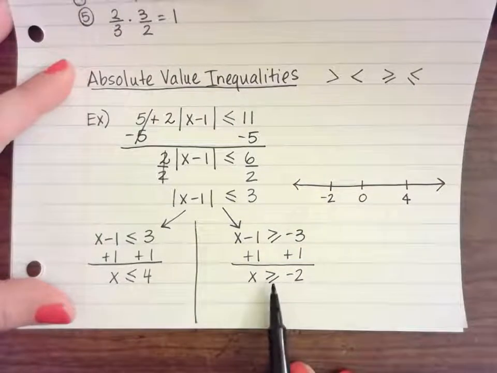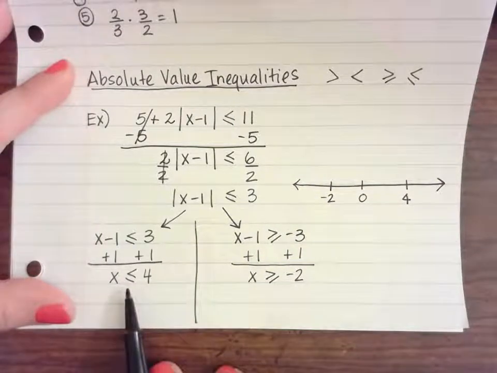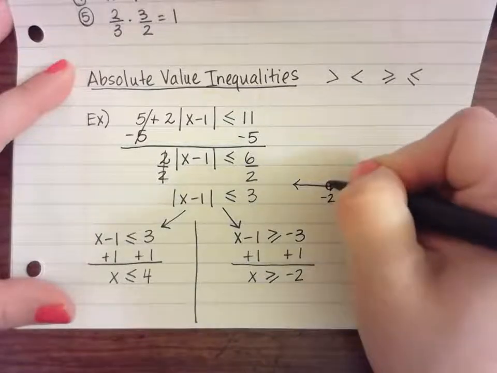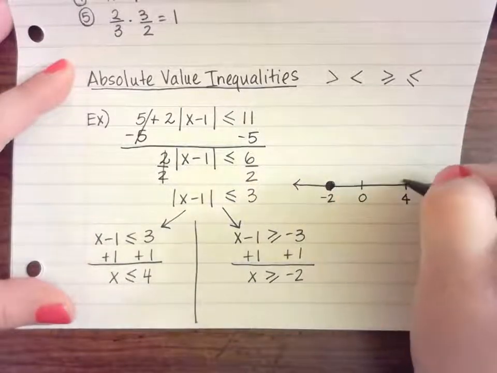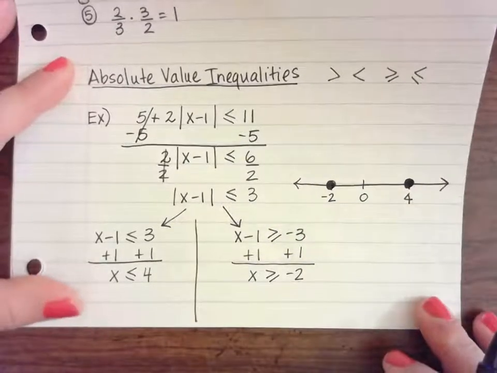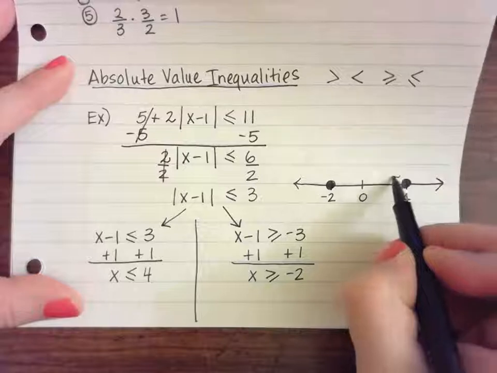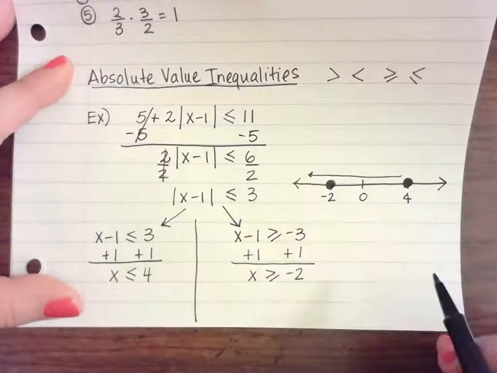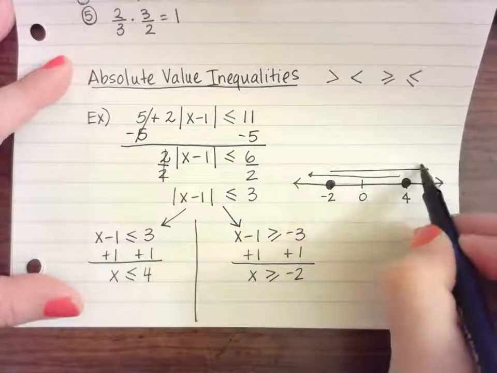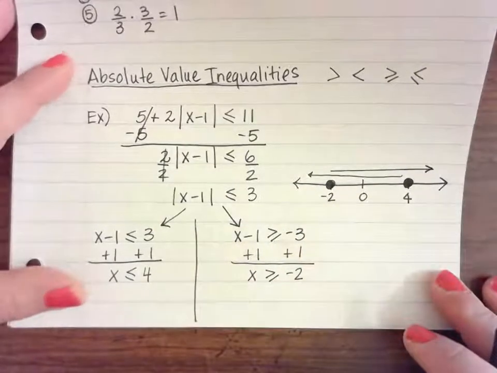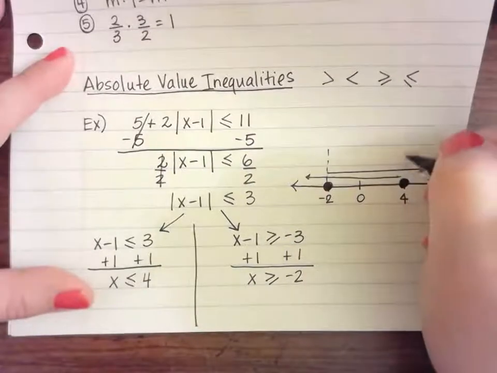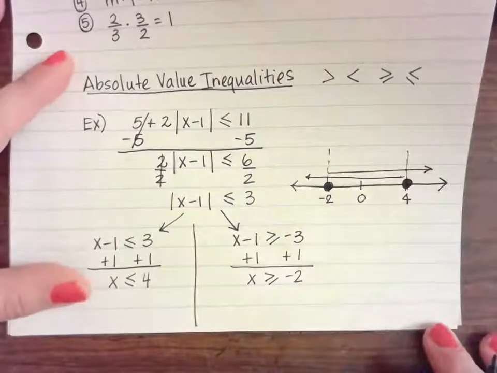Now, since these are greater than or equal to and less than or equal to, look at the extra line there, we're putting closed circles on this. So closed circle on negative 2 and a closed circle on 4. Now, less than 4 is going to go this way, and greater than or equal to negative 2 is going to go this way. So your solution for this is where they overlap. So that's from here to here.